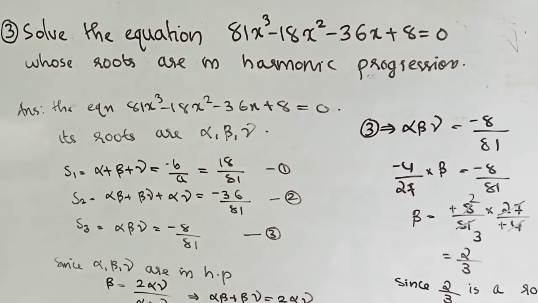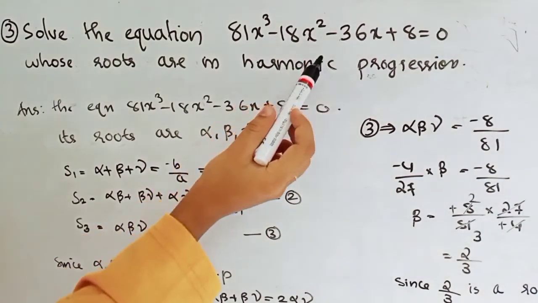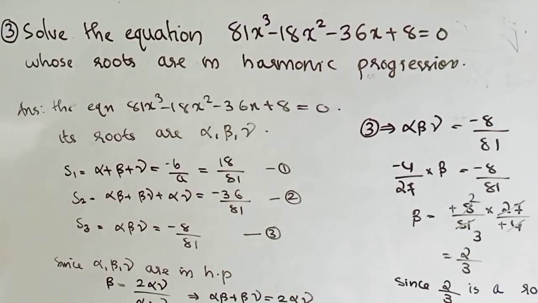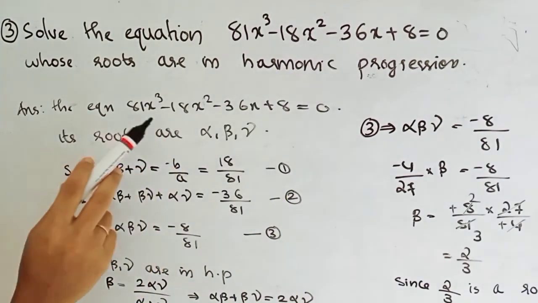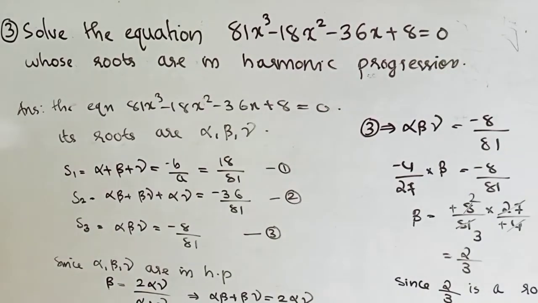Third question: solve the equation 81x cube minus 18x square minus 36x plus 8 is equal to 0, whose roots are in harmonic progression. This is the question. So here the equation is 81x cube minus 18x square minus 36x plus 8 is equal to 0, and the roots are in harmonic progression. Let us consider the roots as alpha, beta, gamma.